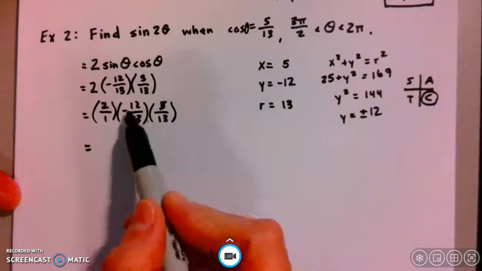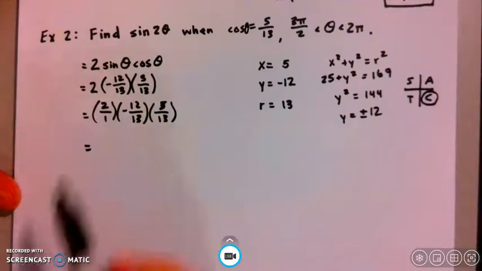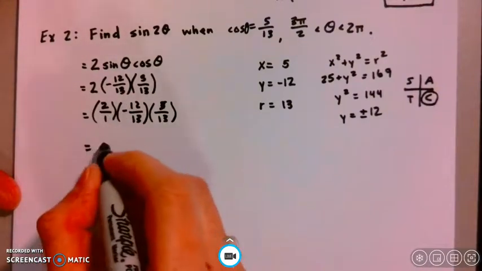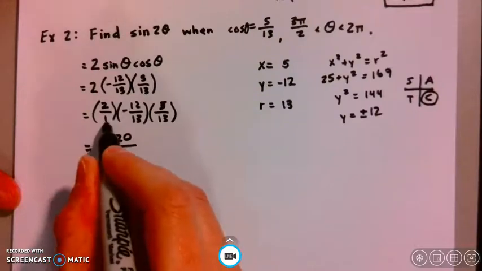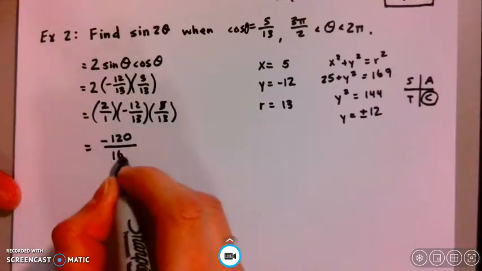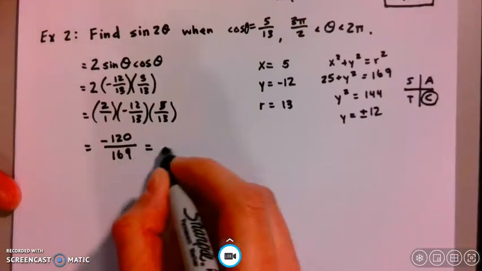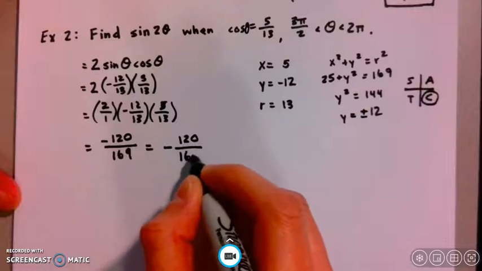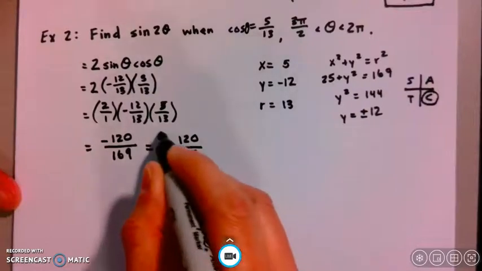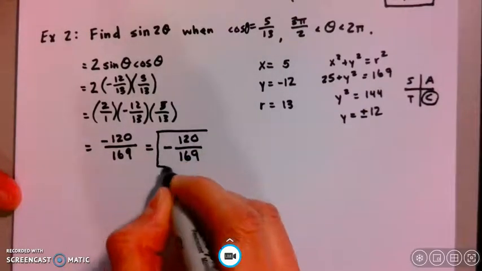All right, so 5 times negative 12 is negative 60. Negative 60 times 2 is negative 120. 1 times 13 is 169. So let's just write that with the negative in the middle, and we get negative 120 over 169 as our final answer.